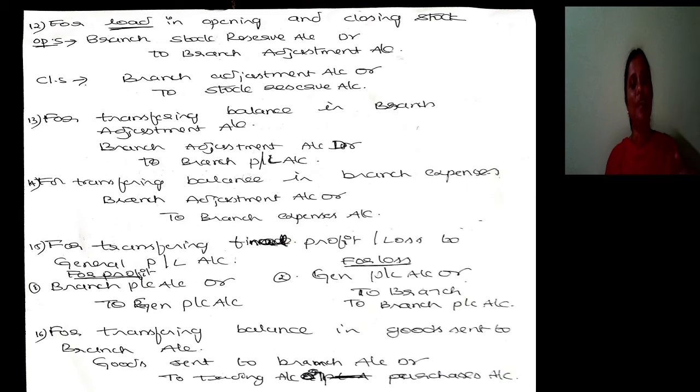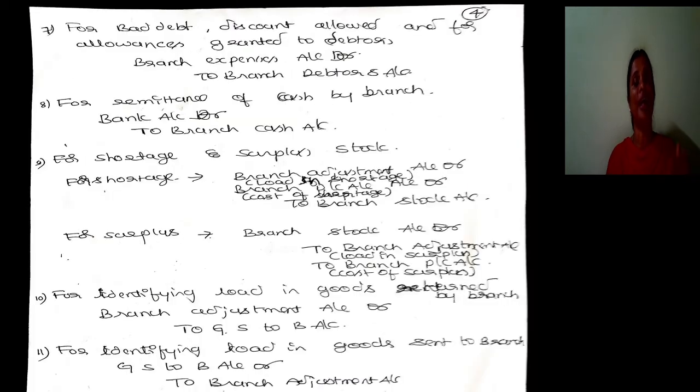Branch expenses should be closed first by transferring to adjustment. Then adjustment should be closed by transferring it to profit and loss. Then the profit and loss account should be closed by transferring it to the general profit and loss account. And at last, we need to close the Goods Sent to Branch account, journal entry: Goods Sent to Branch account debit to Trading or Purchases account. So these are the entries which we need to pass in the books of the head office with regard to transactions between the branch and head office.